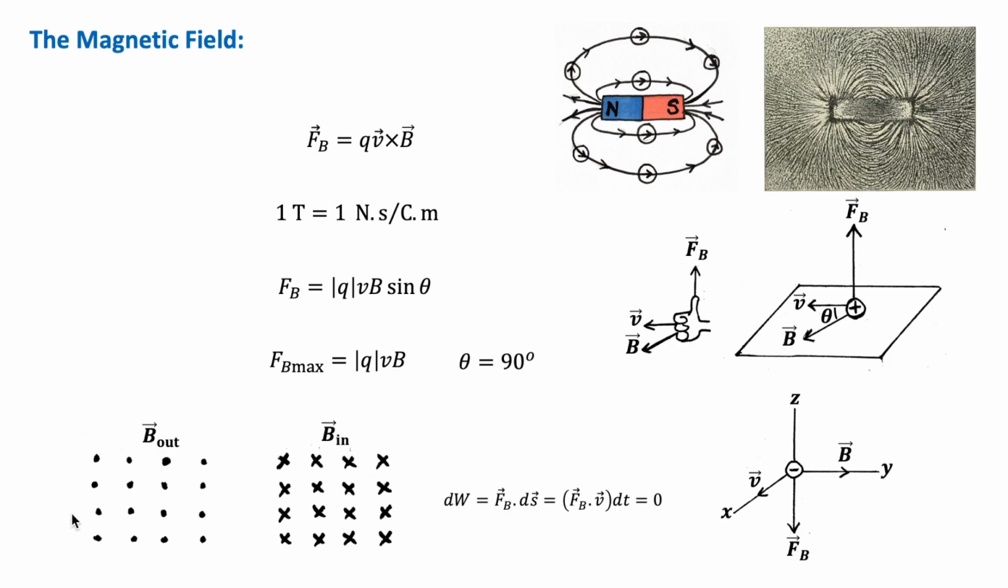Also, a note here about how to represent the direction of the magnetic field in a plane like this. We use dots to represent magnetic field vectors going out of the page, and we use crosses to represent magnetic field vectors going into the page, okay?